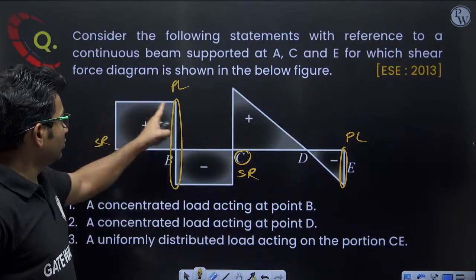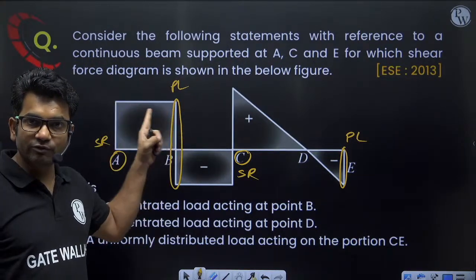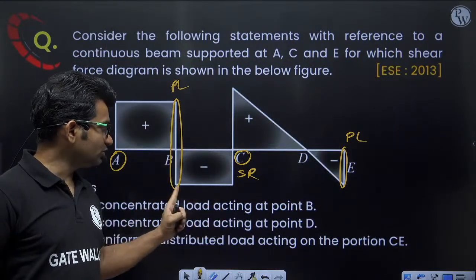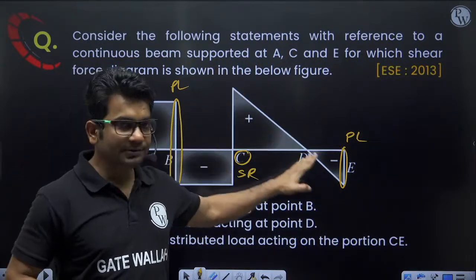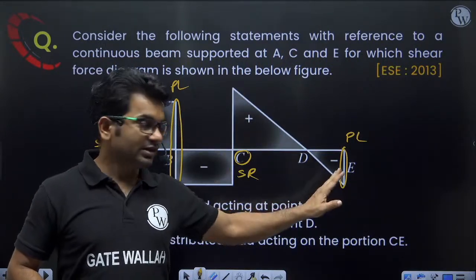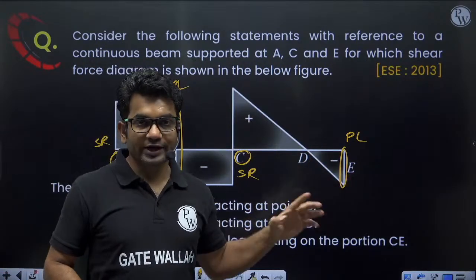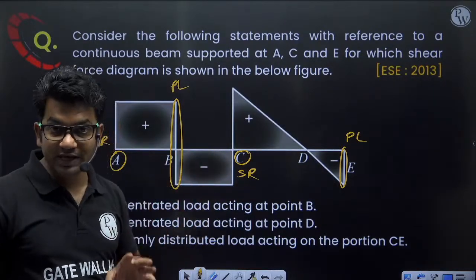Now there is no loading in this part. Why is there no loading? Because there is no change in shear force. Shear force is constant, so no transverse loading. Shear force is changing gradually, linearly. That means in this portion it will be a UDL. So just by looking at the shear force diagram, this much information we can extract.